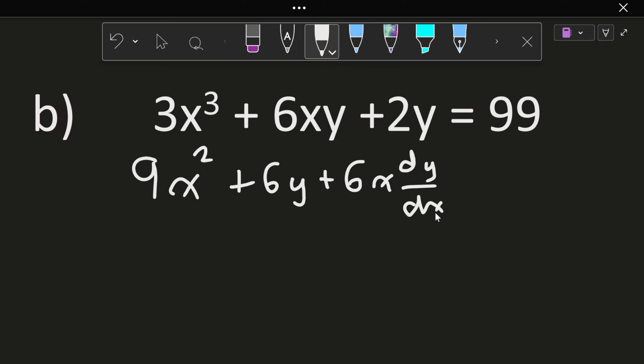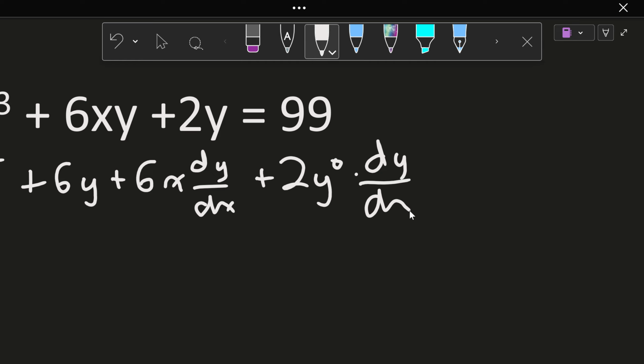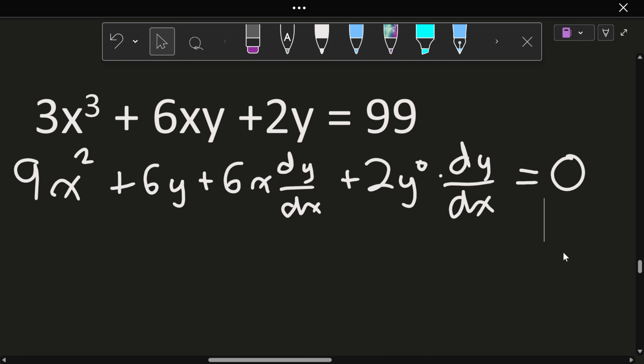Now we've got the derivative of plus 2y. Okay, so this says, think about that chain rule again. Bring that exponent down, 1, times it by the 2. Leave the y as is. Put it to a power of 0, because I subtracted 1 from the exponent, and times that by dy by dx. Then we have equals, and the derivative of 99 is 0. So remember, the derivative of any constant is 0.